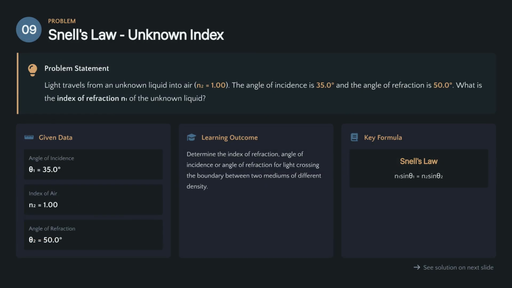In problem 9, we again use Snell's law to find an unknown index of refraction. Light travels from an unknown liquid into air, with an index of 1.00. Given the angle of incidence is 35.0 degrees and the angle of refraction is 50.0 degrees, we need to find the index of refraction n1 of the liquid.